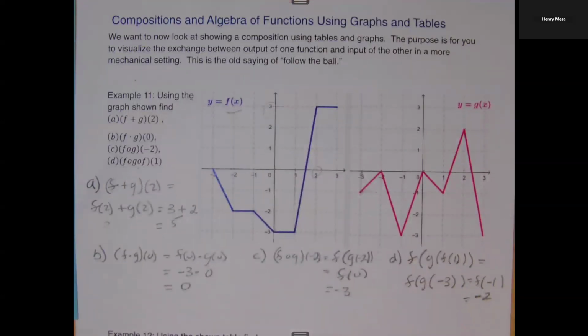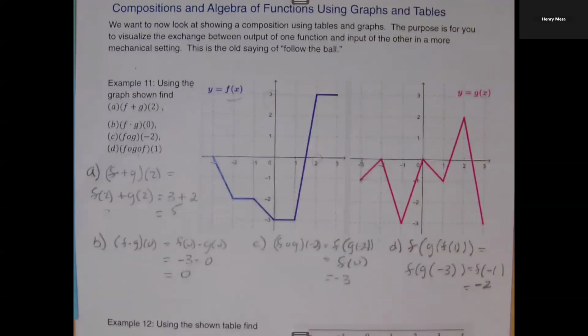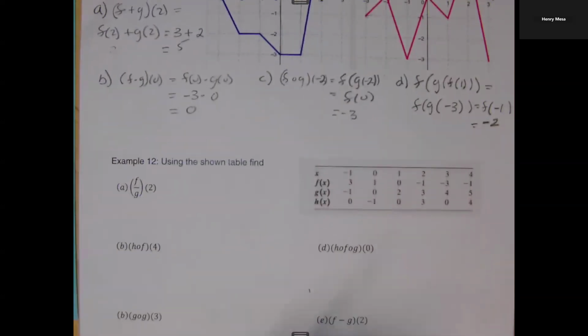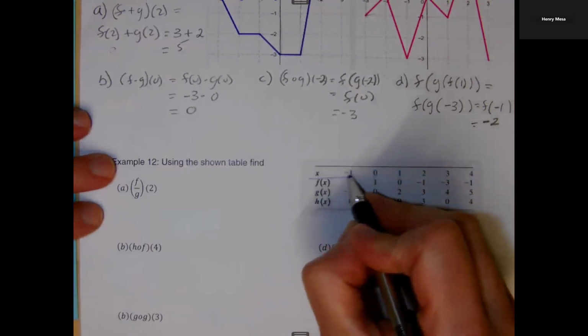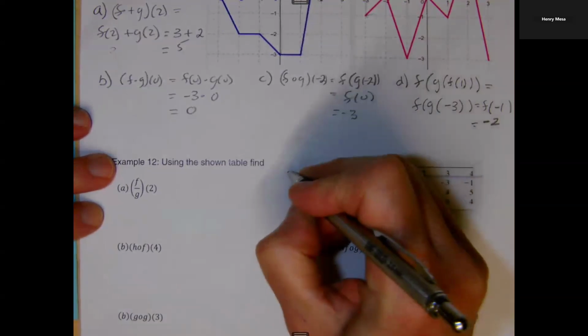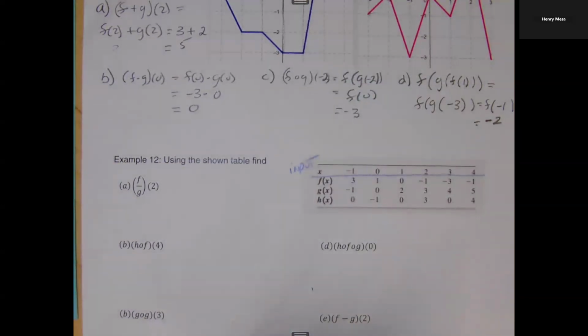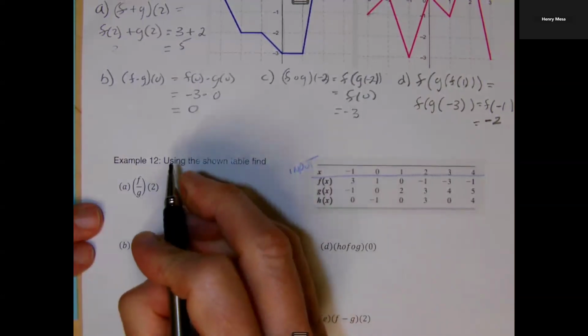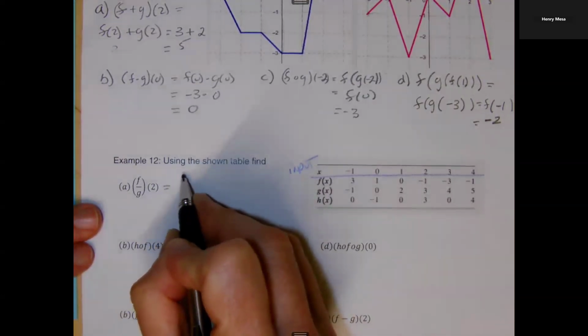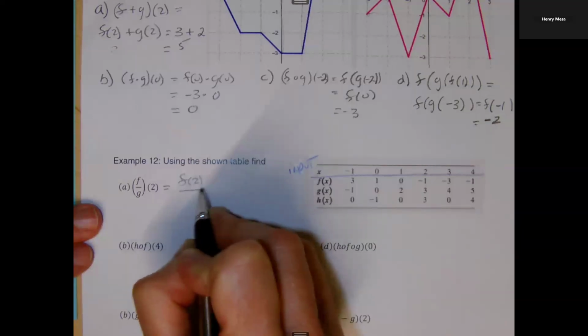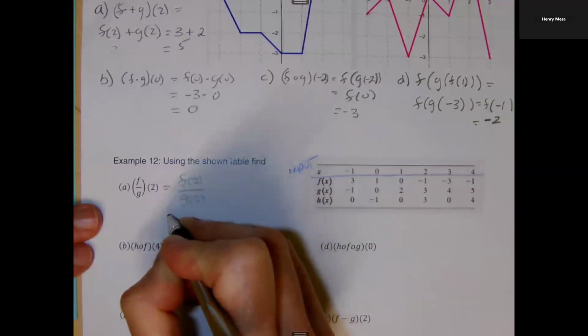And we could do that also using a table. It's the same process, just the information is presented a little differently. This is all my input. And I want f divided by g of 2. So I'm looking at f of 2 divided by g of 2.